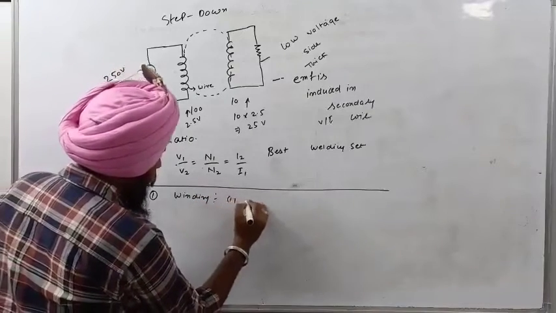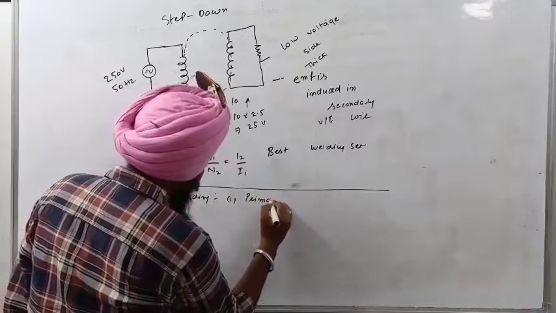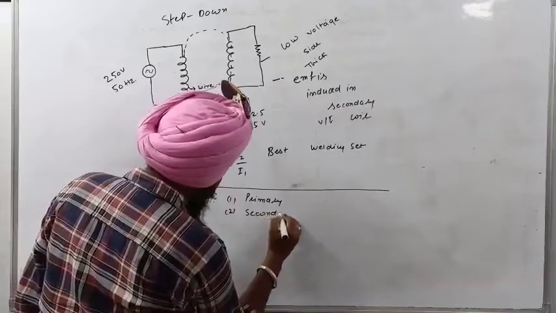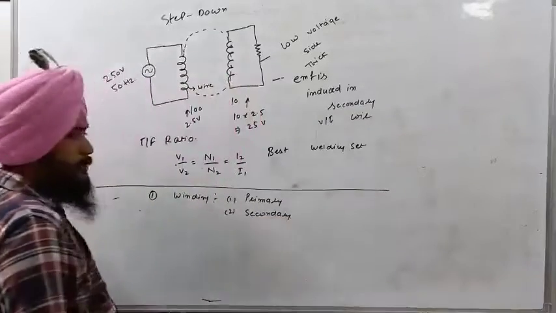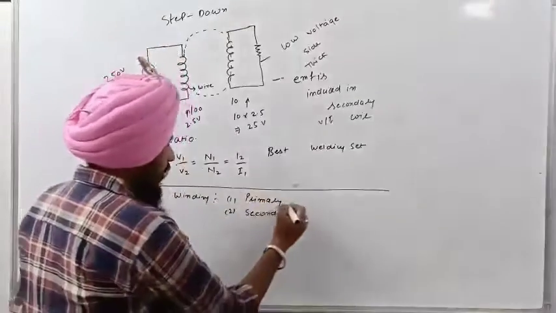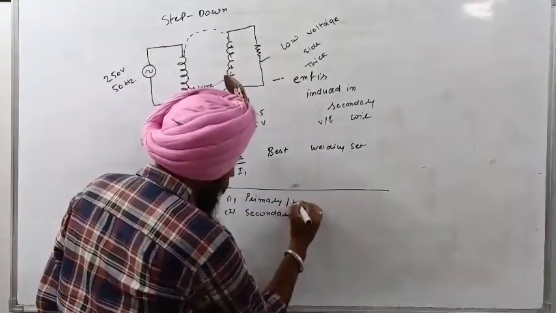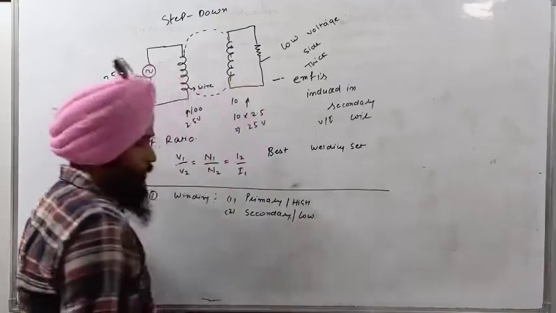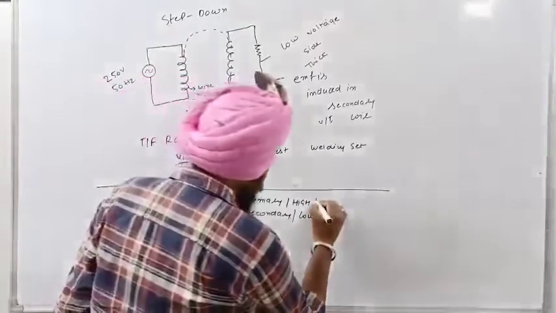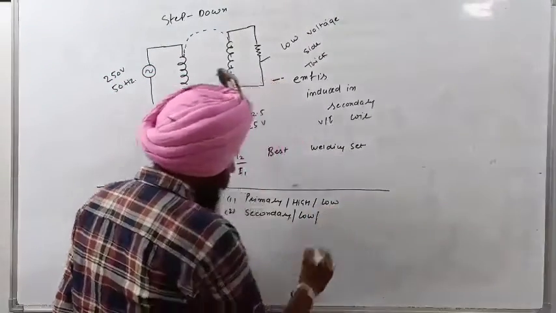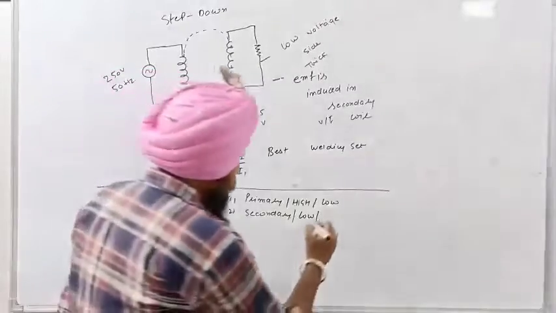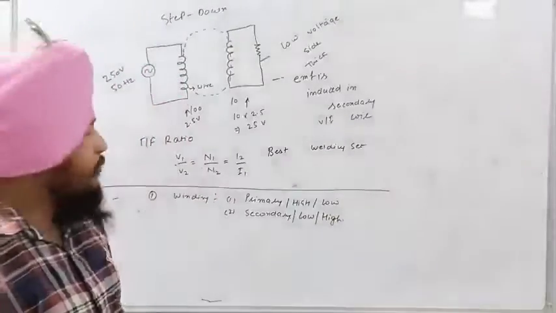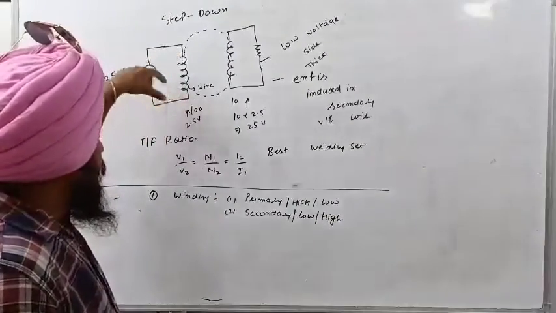There are two windings. One is primary, the second one is secondary. In case of step down, the primary winding will be the high voltage side and the secondary will be the low voltage side. In case of step up, the primary winding will be the low voltage side and the secondary winding will be the high voltage side. Okay? Then move to another point.